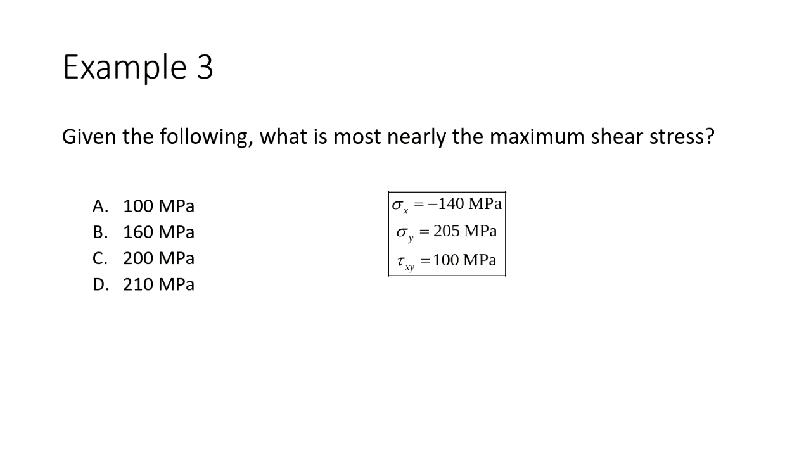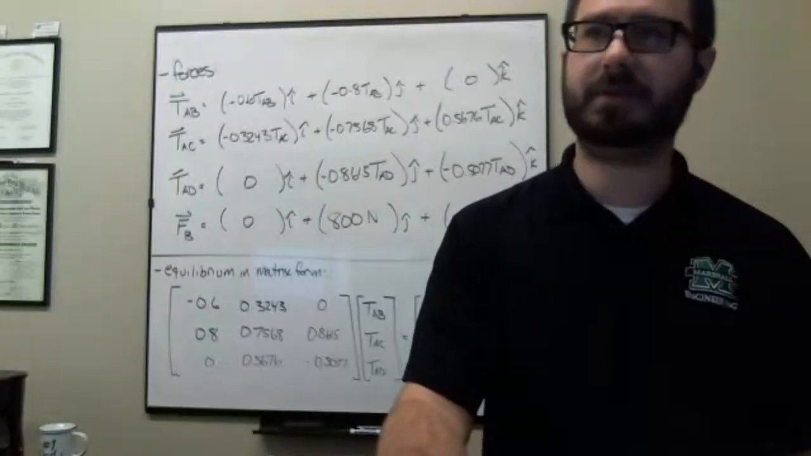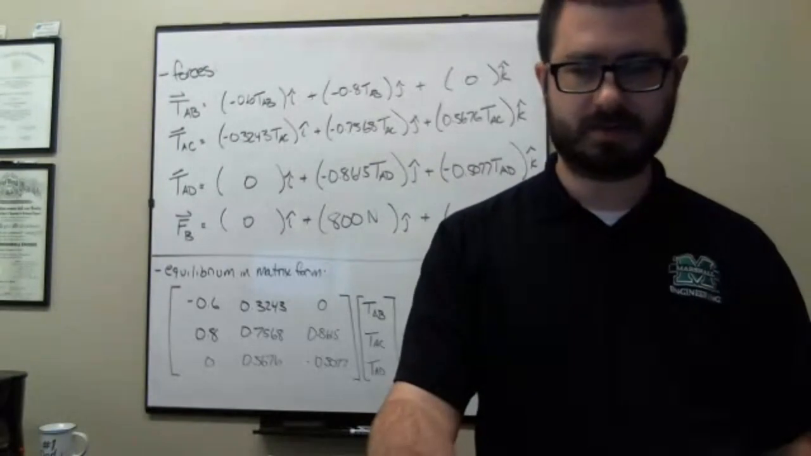So we're going to take this problem and do it together. Given the following, what is most nearly the maximum shear stress? So I've got a structure, I've figured out my axial stress, my bending stress, my shear stress, and all this stuff, and I'm looking at a particular point, and this is what I got. In the x direction, I have 140 megapascals in compression. In the y direction, I have 205 megapascals in tension, and I've got this shear stress of 100 megapascals. What's the maximum shear stress? Well, from Mohr Circle, I know that the maximum shear stress is equal to the radius of Mohr Circle. So all I have to do is compute the radius, and I'm done. All right, so let's stop this and go to the screen share.